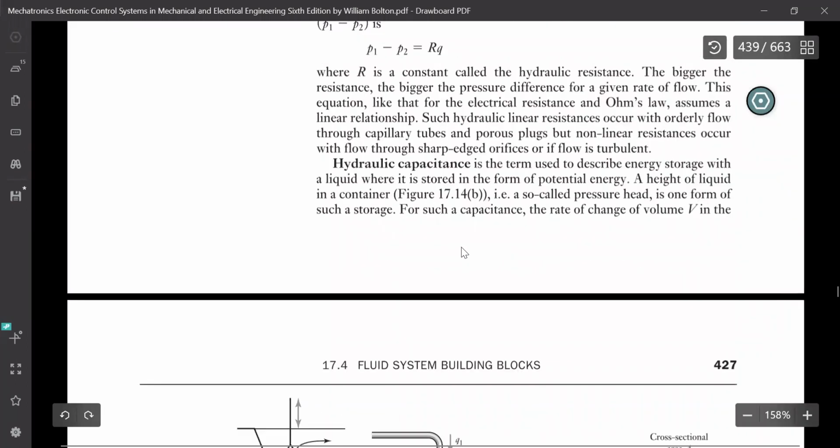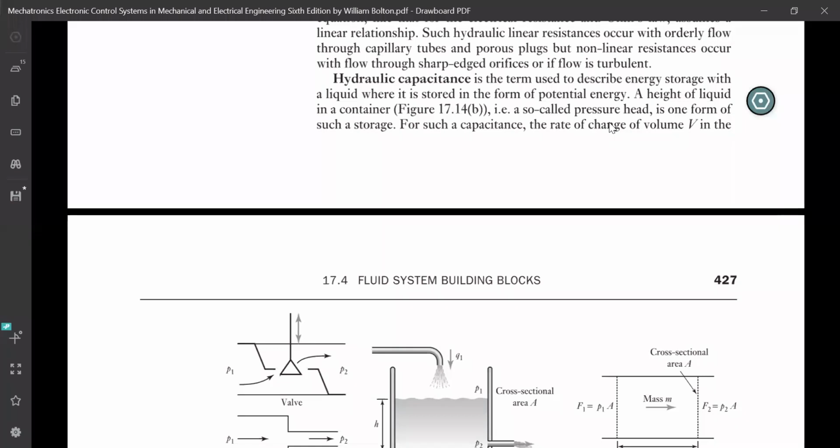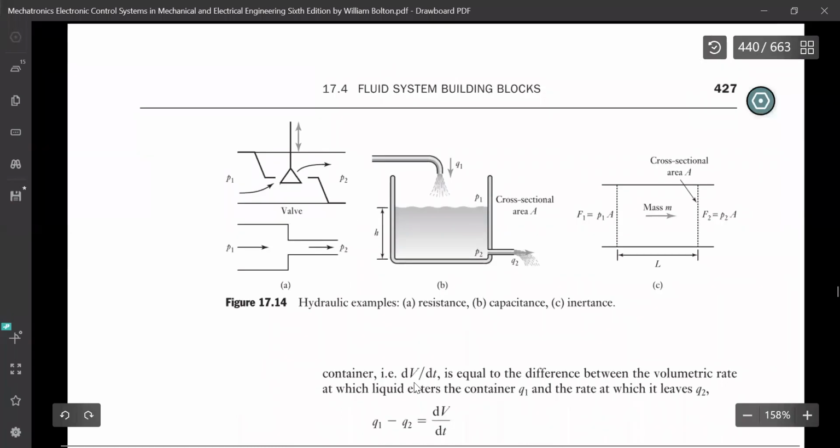Then we come to the hydraulic capacitance. Now, the capacitance term is used to describe energy stored within a liquid, whether it is stored in the form of potential energy. So whenever you are storing a liquid, it goes up to some height h, and there is always a storage of potential energy in the liquid, and that potential energy we will be taking in terms of capacitance. For such a capacitance, the rate of change of volume in the container, that is dV by dt, is equal to the difference between the volumetric rate at which the liquid enters the container, Q1, and the rate at which it leaves, Q2.